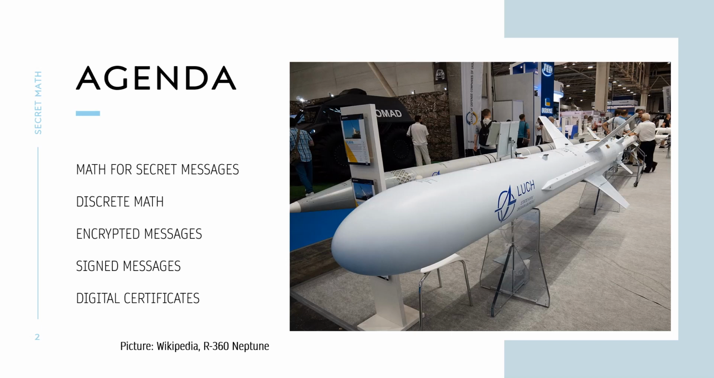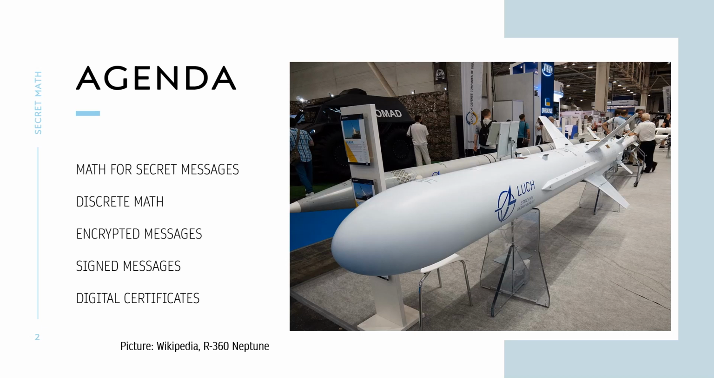In the course of this 52 minutes, we're going to talk a little bit about the discrete math that you need to have in order to do encryption, how to and why you would encrypt messages, why you would sign a message, and we'll touch on what a digital certificate is. You'll get much, much more about digital certificates when we go into the network management course.